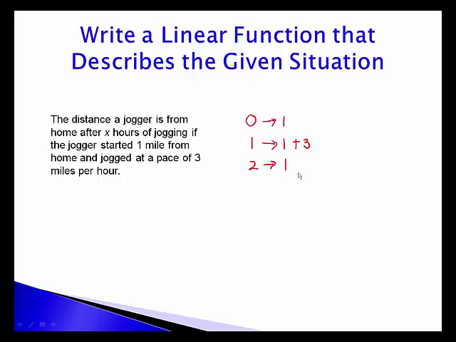Well, let me ask you, what happens when he runs 2 hours? Well, he's still that 1 mile, that initial mile that he was away from home, plus this time it's 3 times however many hours he's run. Well, what about when it's 3 hours? You should see a pattern here. The 1 mile plus 3 for every hour. So what would our linear function look like? Well, it would be f of x is equal to 1 plus 3 times x, where x represents the number of hours that he jogs.